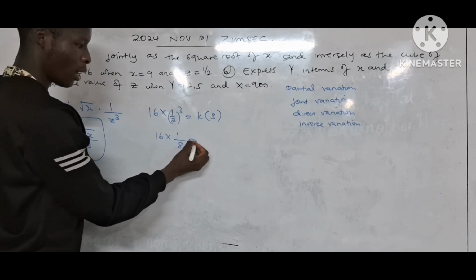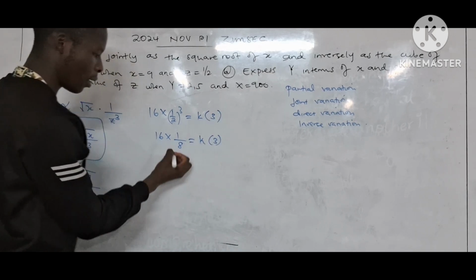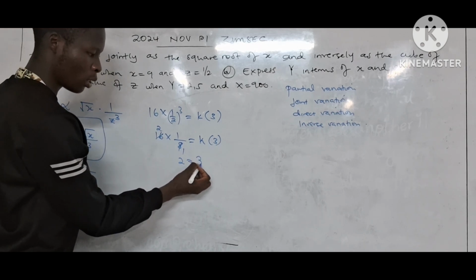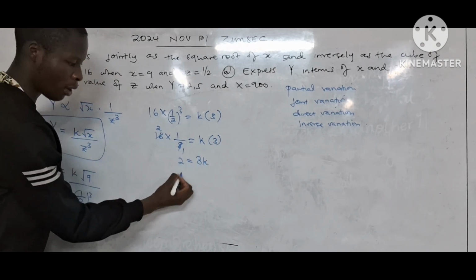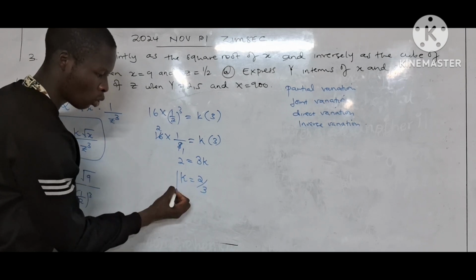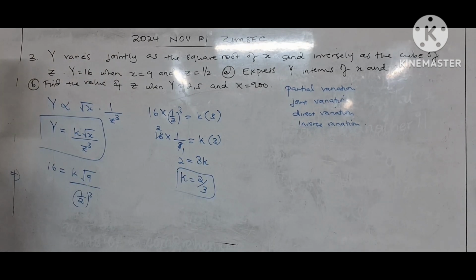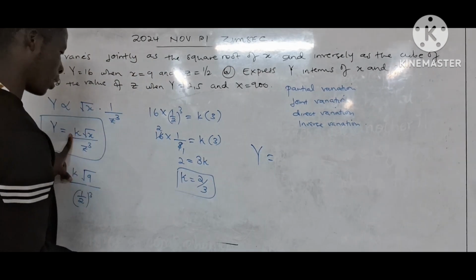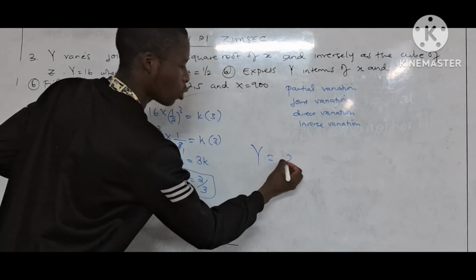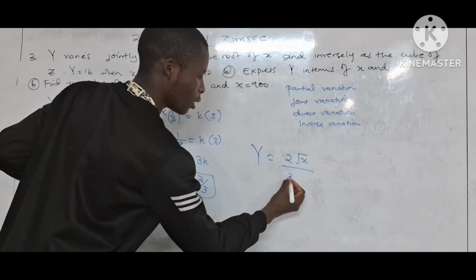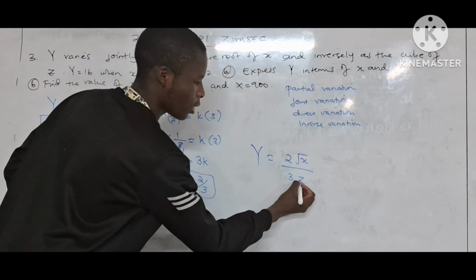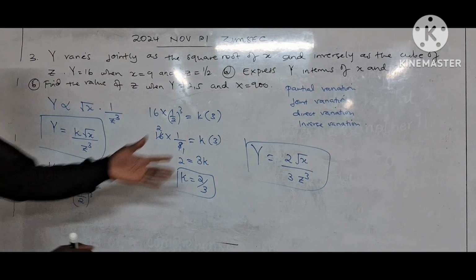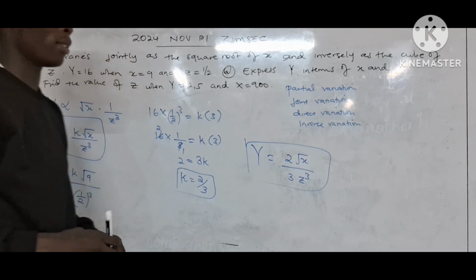The answer is 1 by 8, equal to k multiplied by 3. Here 1, here what is the answer? This is 2. So 2 is equal to 3k. So what is the value of k? K is equal to 2 by 3. So now y is equal to 2 root of x divided by 3z cubed. This is the formula connecting y, x, and z. This is y in terms of x and z.